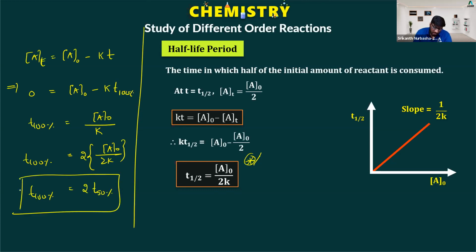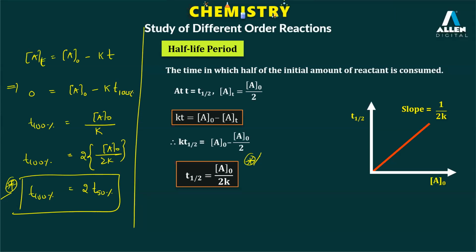The 100% reaction is going to be completed in 2 T halves if it is a zero order reaction, not for every order. 100% of the reaction is going to be done in 2 T halves if it is a zero order reaction. Is that clear? Yes.